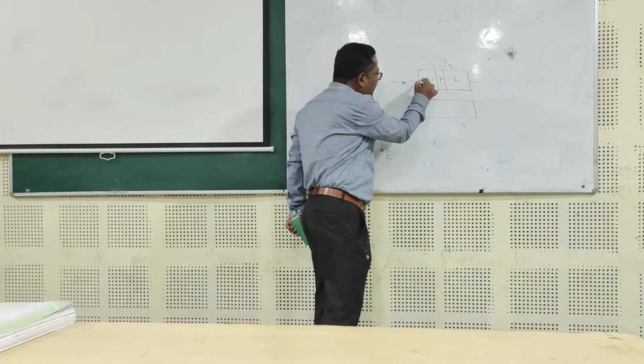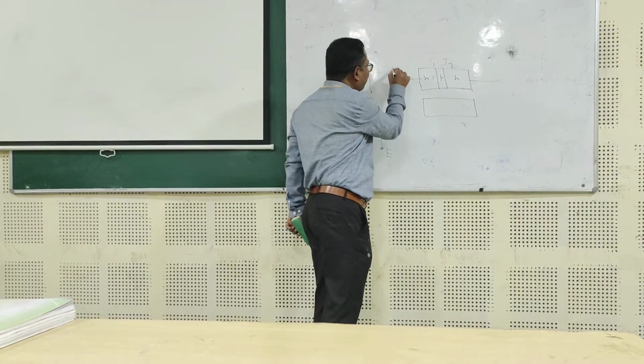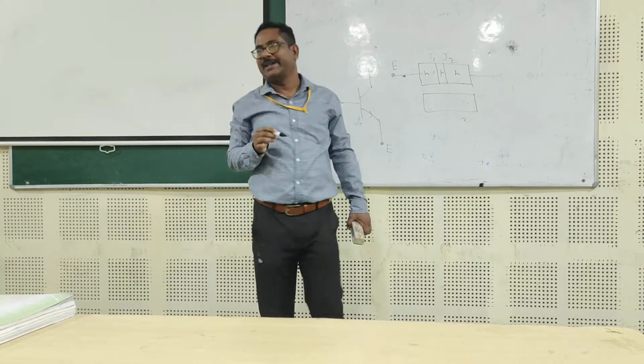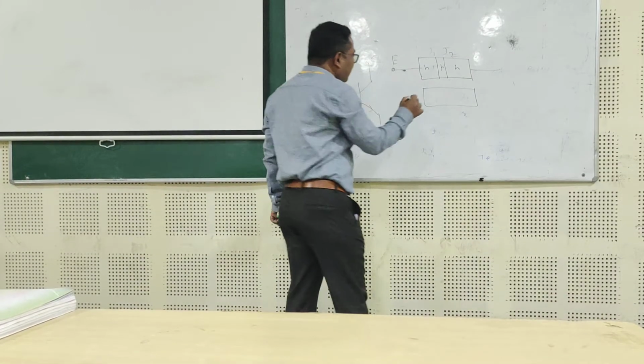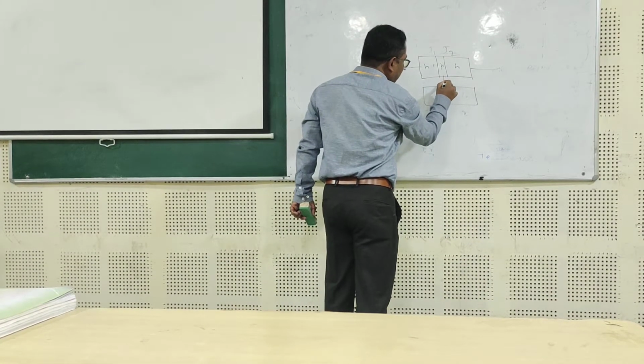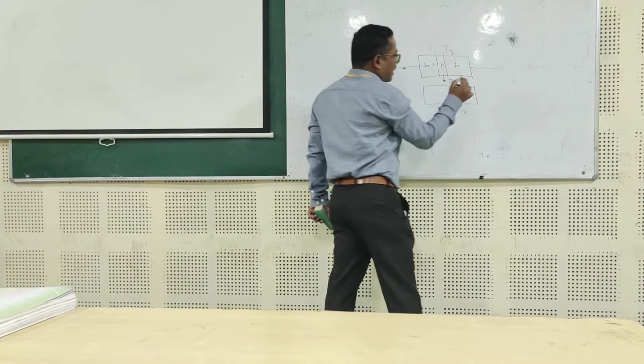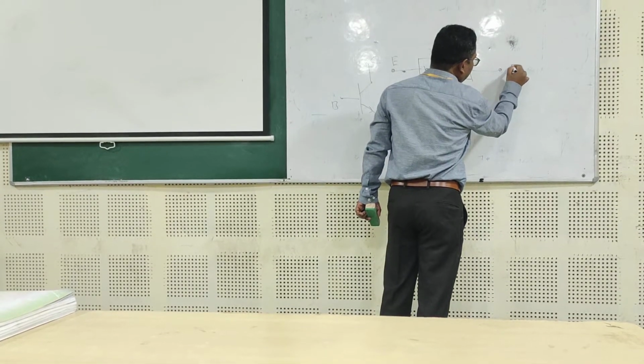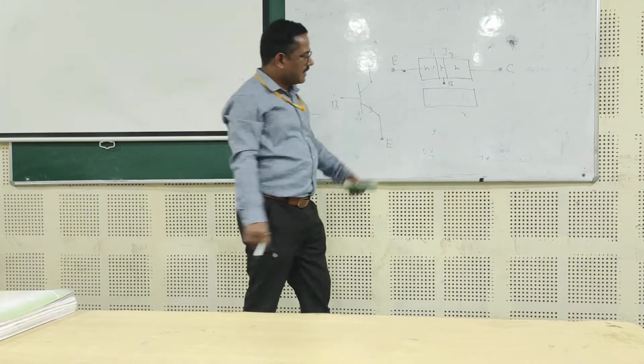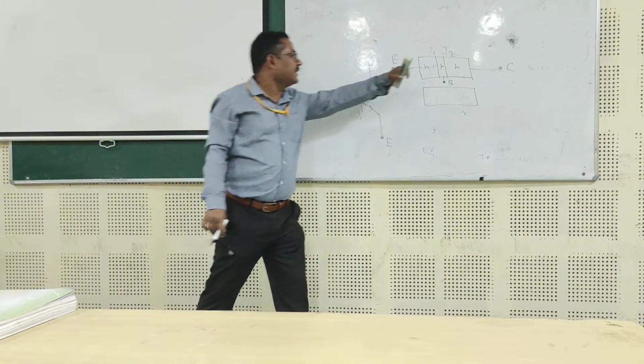This region is called the emitter, denoted by capital E. The middle one is basically the thinner base. This is the base section. And this is your collector section. Can anybody tell me the difference between these three regions?